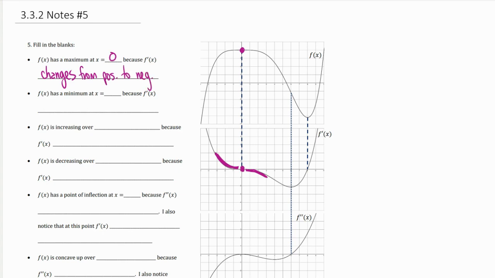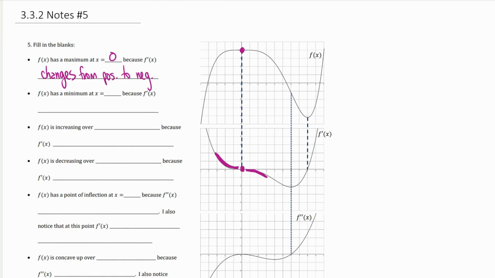And by the way, I am okay with you writing POS period to NEG period for positive to negative, but do not put positive and negative symbols. They're a lot easier to make unclear.